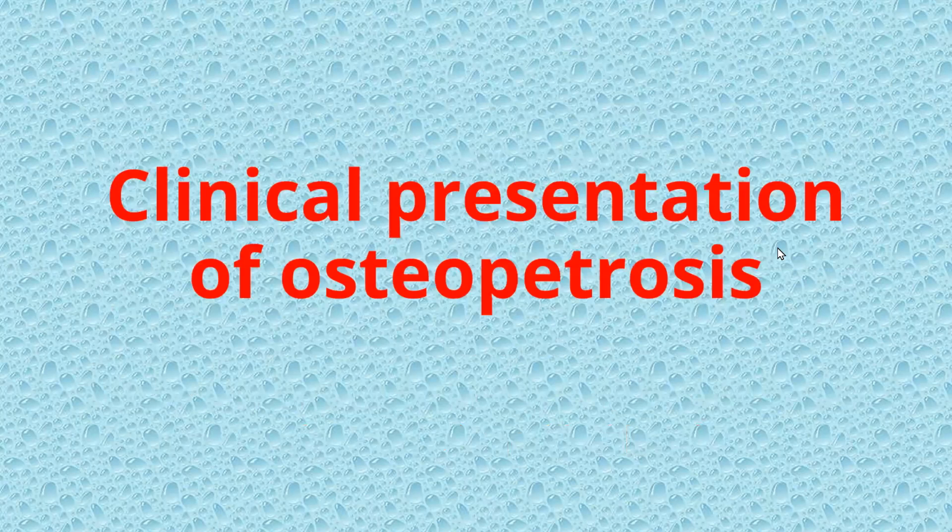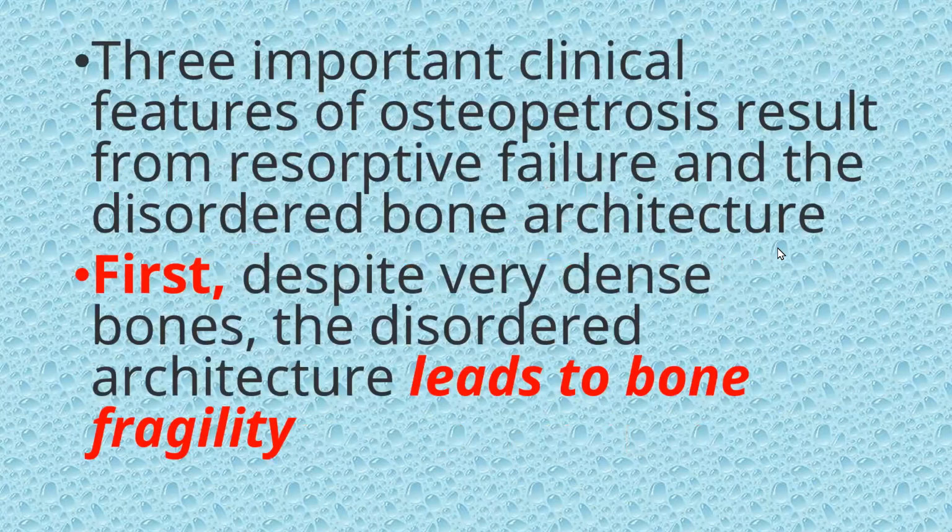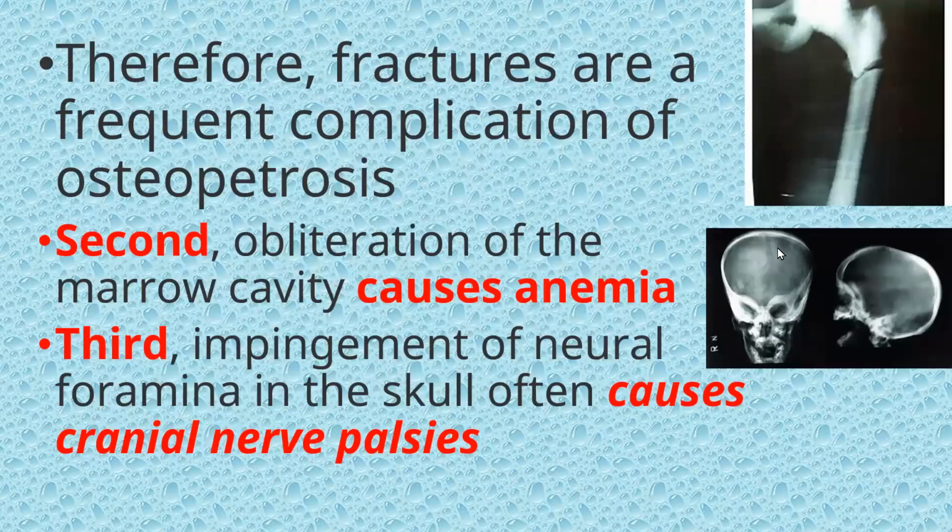Three important clinical features of osteopetrosis result from resorptive failure and disordered bone architecture. First, despite very dense bone, the disordered architecture leads to bone fragility. Remember this. Therefore, fractures are a frequent complication of osteopetrosis. Second, obliteration of the marrow cavity causes anemia. And third, impingement of neural foramina in the skull often causes cranial nerve palsy. So don't forget these.